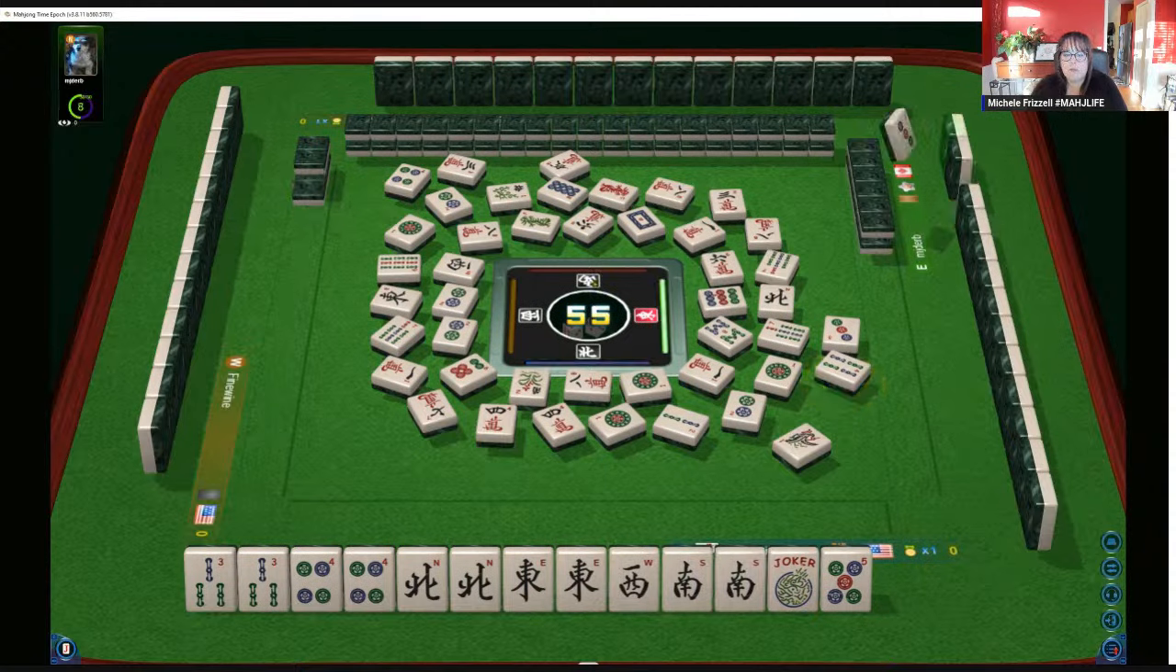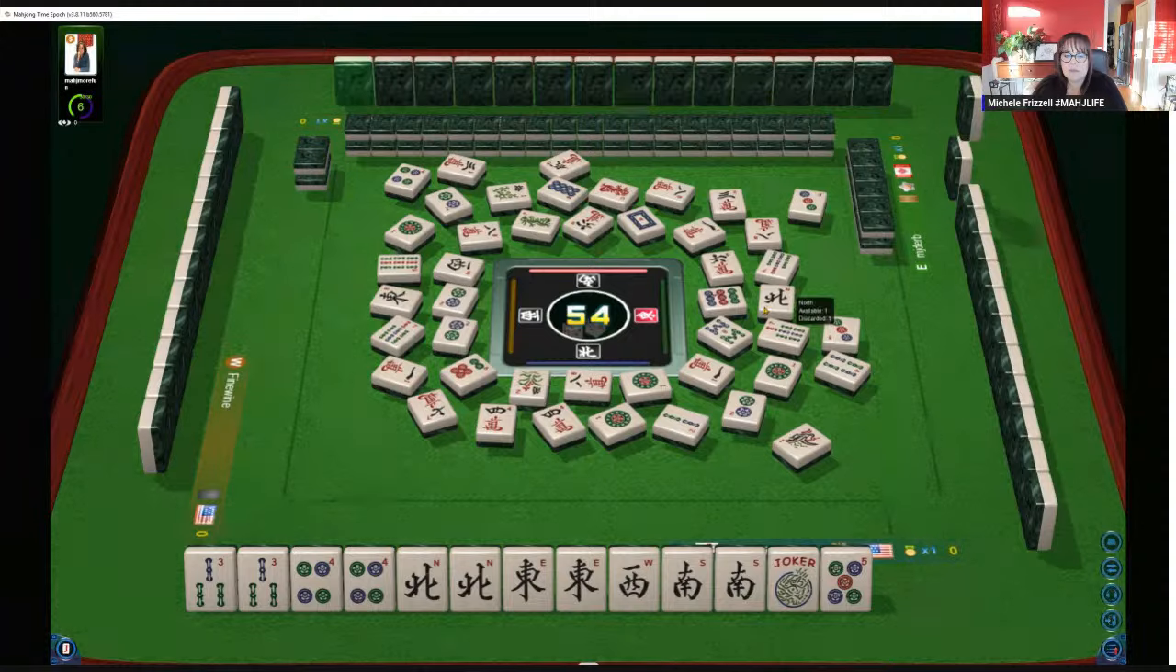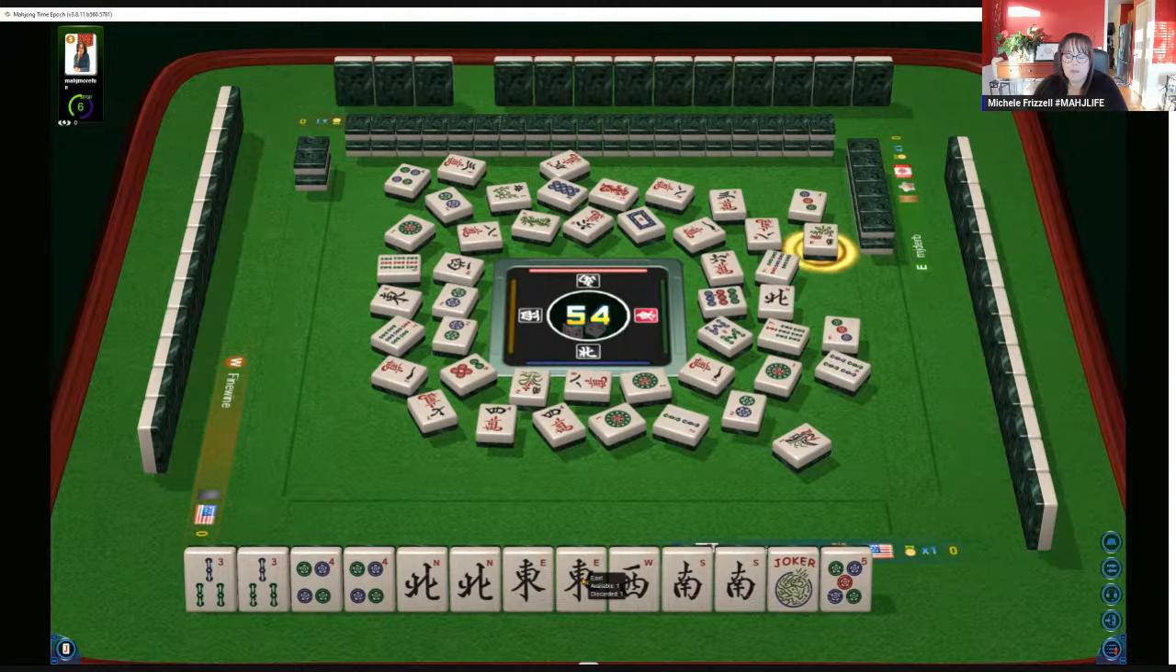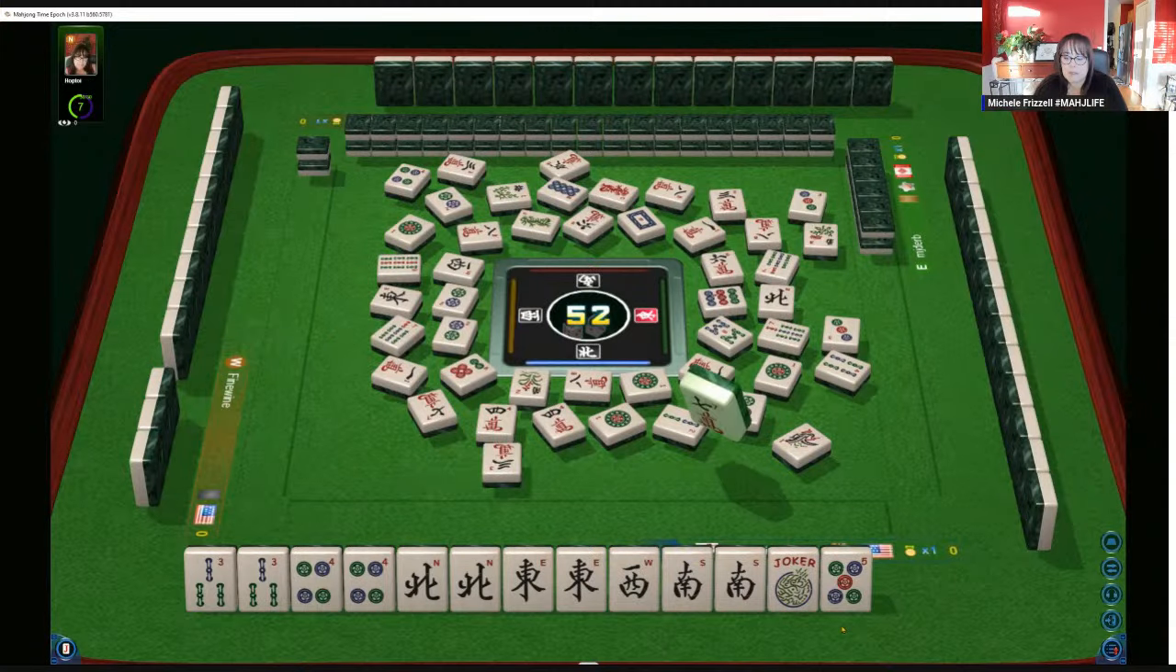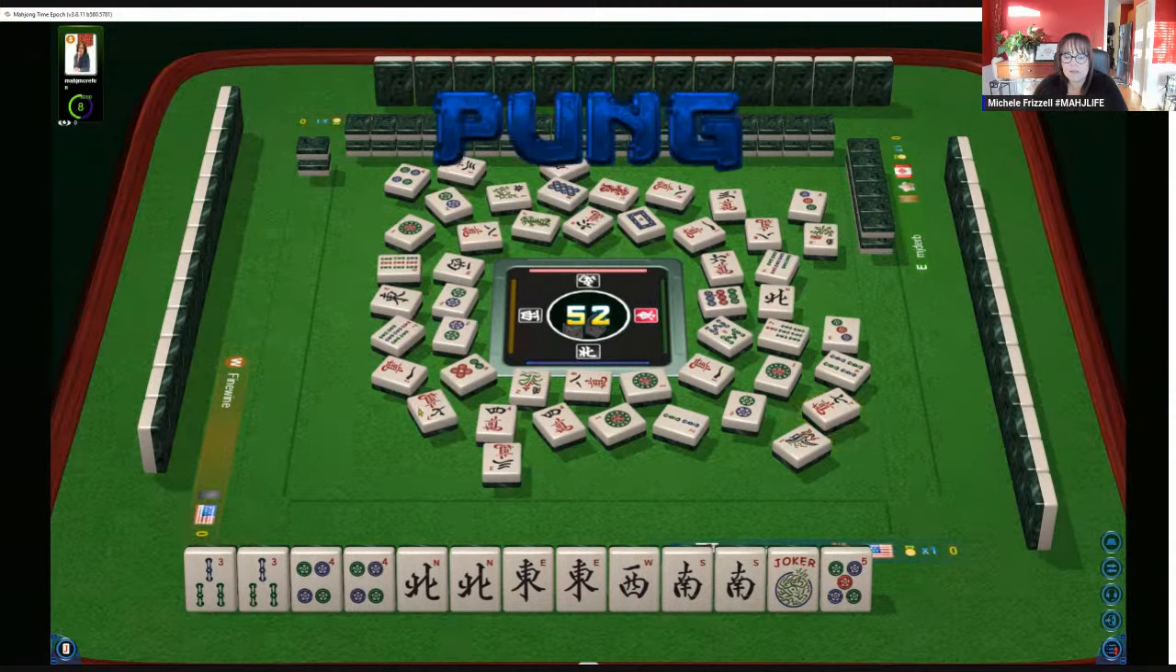We have an east and a west. Three dots out. Those are singles. A north is out that we need for a pung. We have an extra east. Flower. Okay, now there's a hesitation. Thankfully, we don't need flowers. Characters. Okay, seven crack. We can let that go. Seven characters. There's a hesitation on the seven.